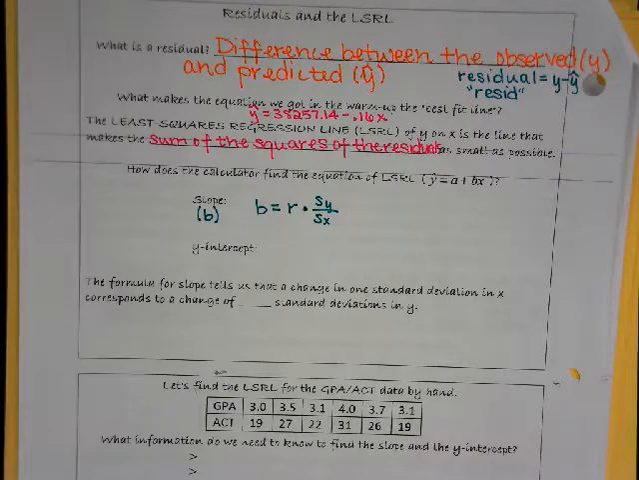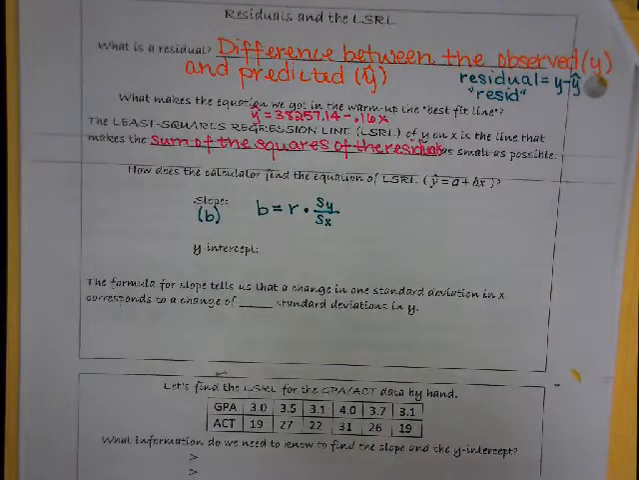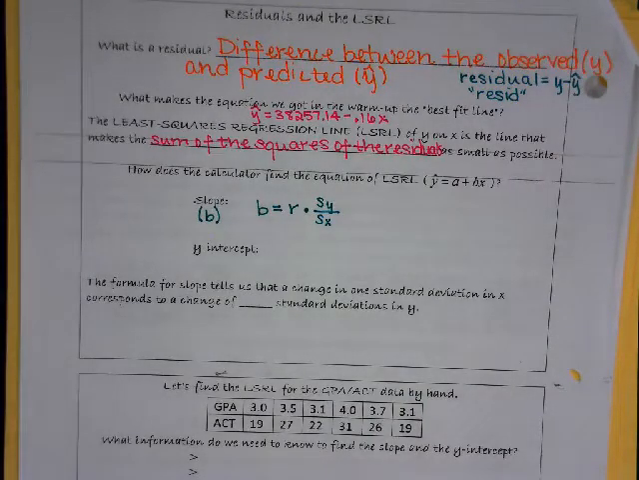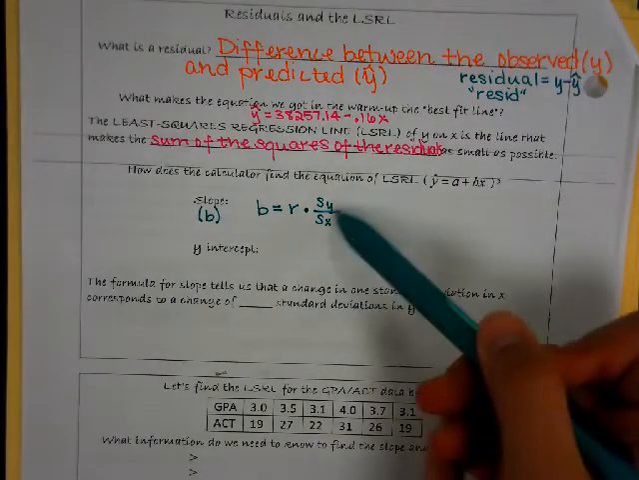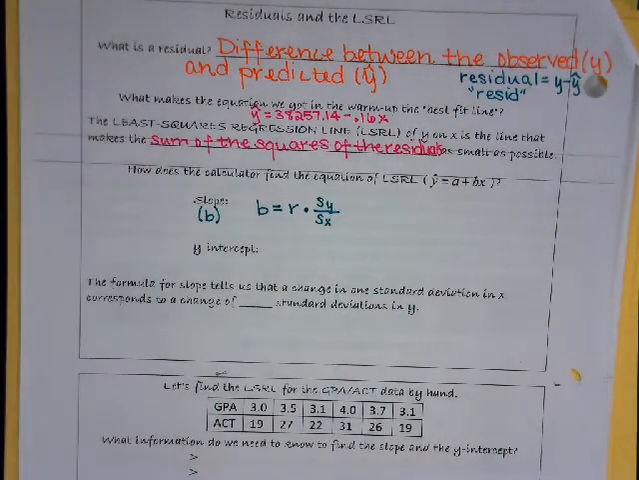Wait, standard deviation of y over standard deviation of x? Mm-hmm. And I'll show you an example type problem in a minute. Say that again? Yeah. What's Sy and Sx? Standard deviation of the y variable, standard deviation of the x variable, and then r is your correlation coefficient.